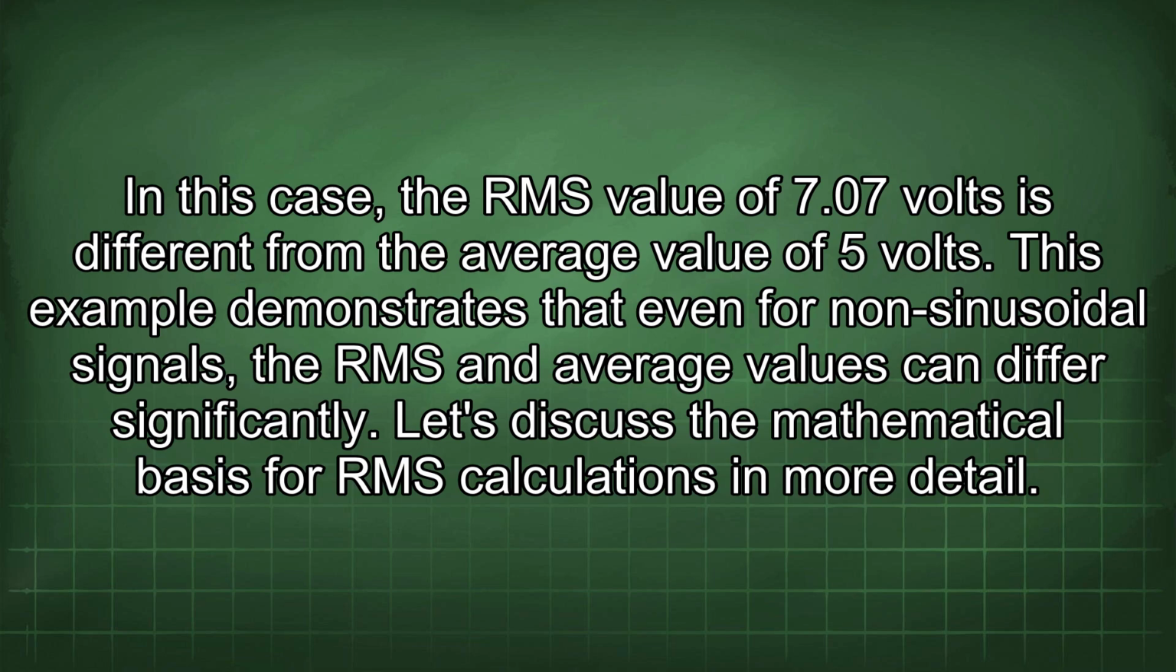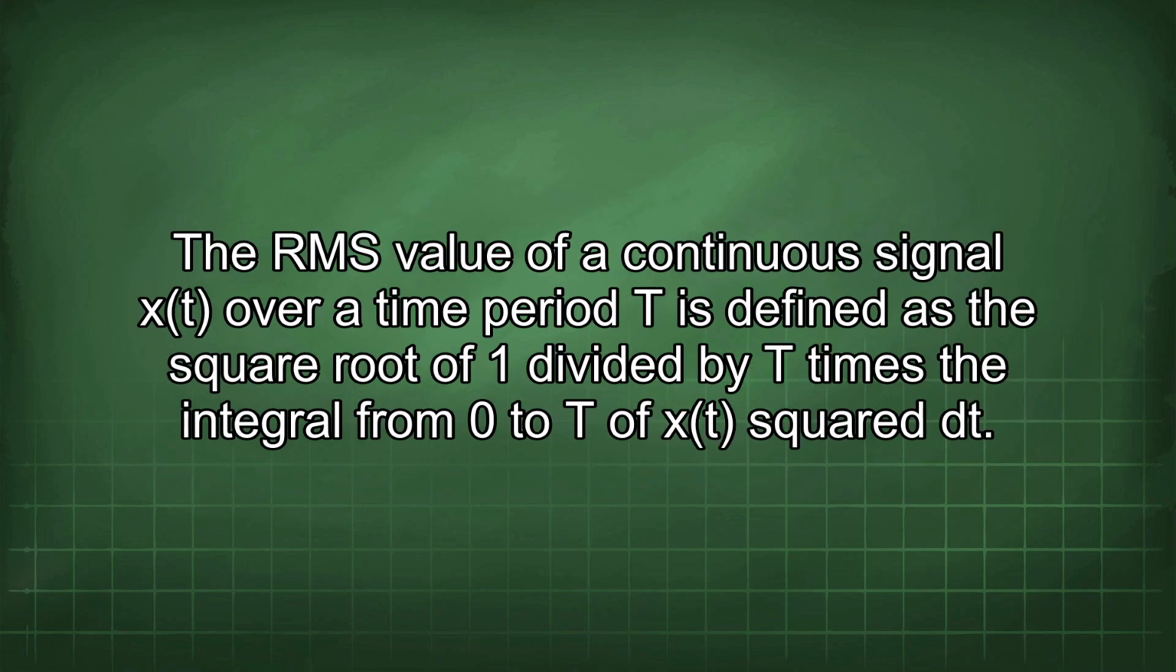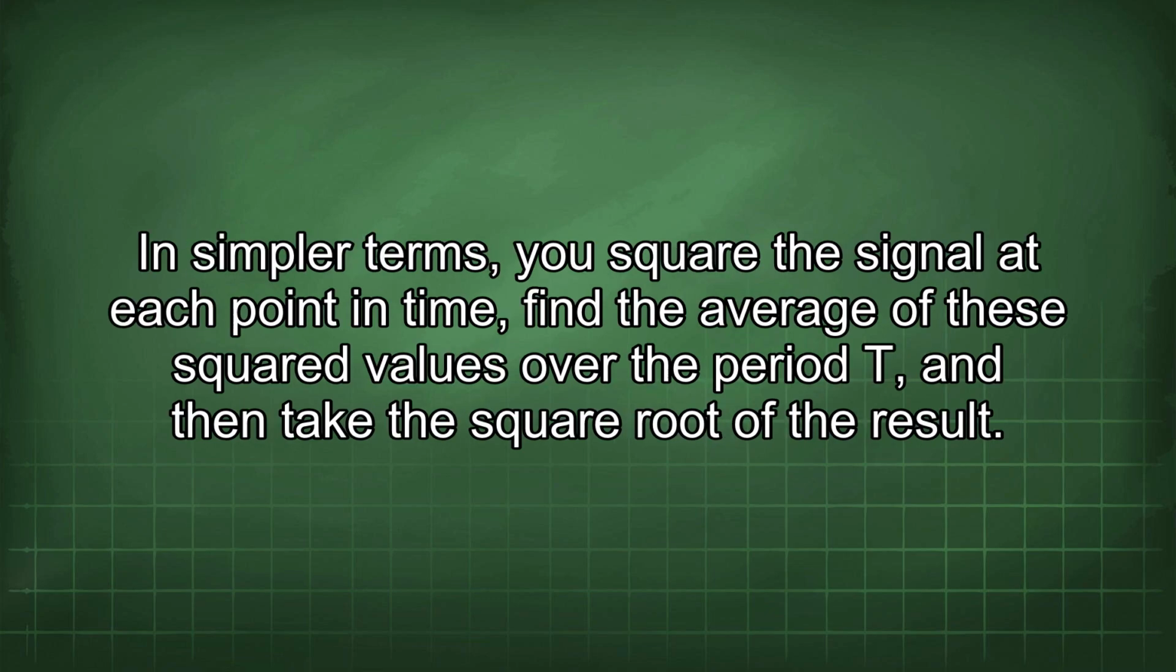Let's discuss the mathematical basis for RMS calculations in more detail. The RMS value of a continuous signal x(t) over a time period T is defined as the square root of 1 divided by T times the integral from 0 to T of x(t) squared dt. In simpler terms, you square the signal at each point in time, find the average of these squared values over the period T, and then take the square root of the result.